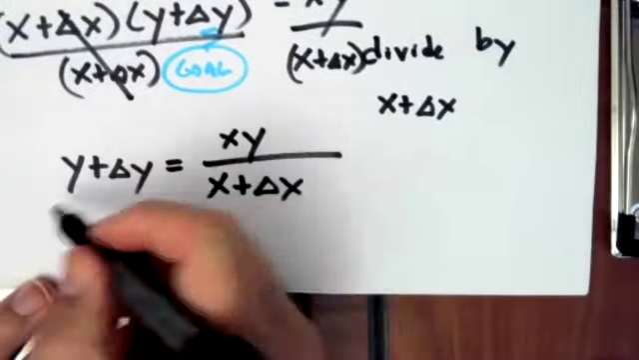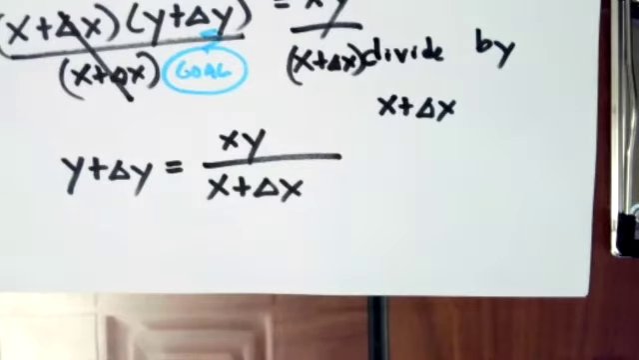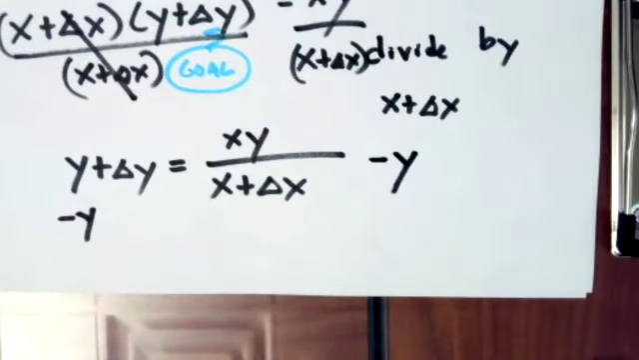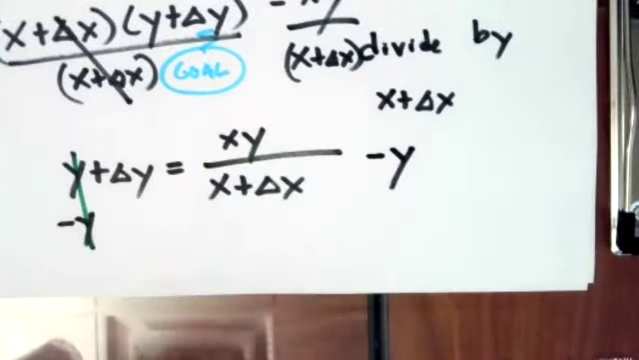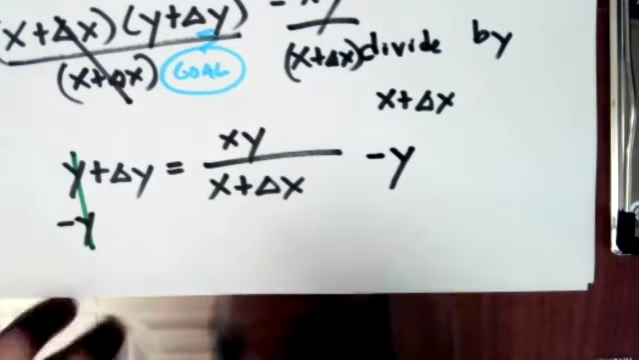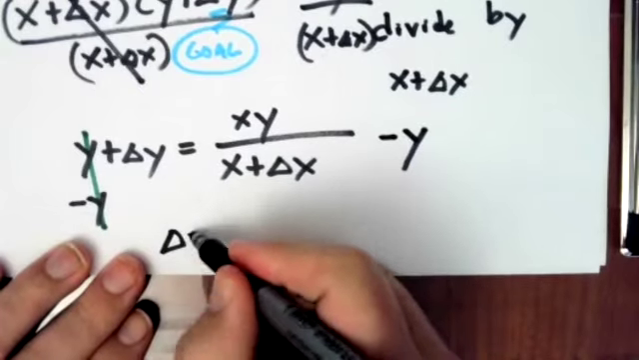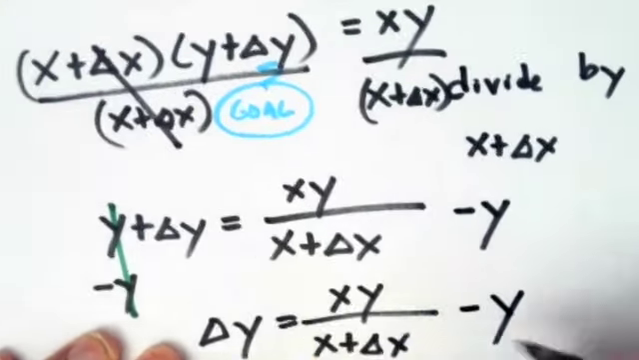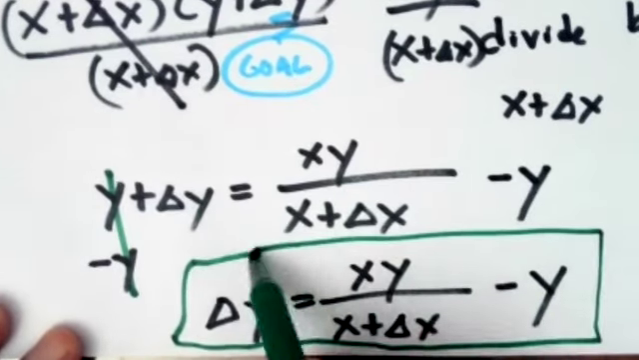Yeah, and then I can subtract y from both sides because that's all I have left to get to. I'm going to subtract y on both sides, and y minus y is 0, which cancels. So the alternative formula I could have come up with is delta y equals xy over x plus delta x, minus y. And either way will work. They should be equivalent.